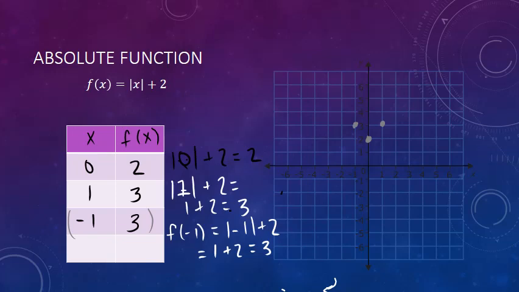And what you may or may not know about absolute values is that it creates a V. That is what we call the parent function of the absolute value. It looks like a V, just like what you see here.